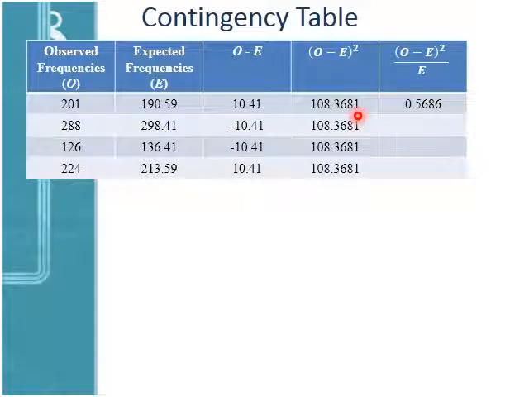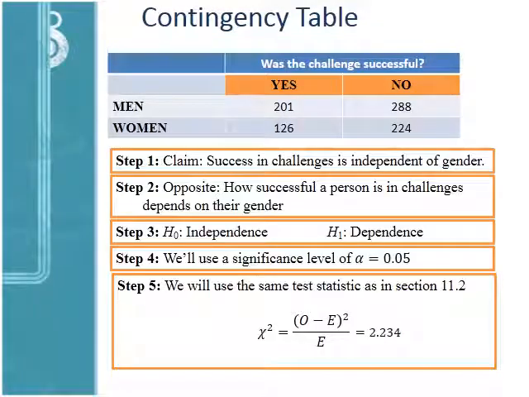So here I took 108.3681 divided by 190.59 to get 0.5686. Do that for each of the 4 rows, and then finally add them all up to get our test statistic. In this case, 2.234. So we found our test statistic to be 2.23.